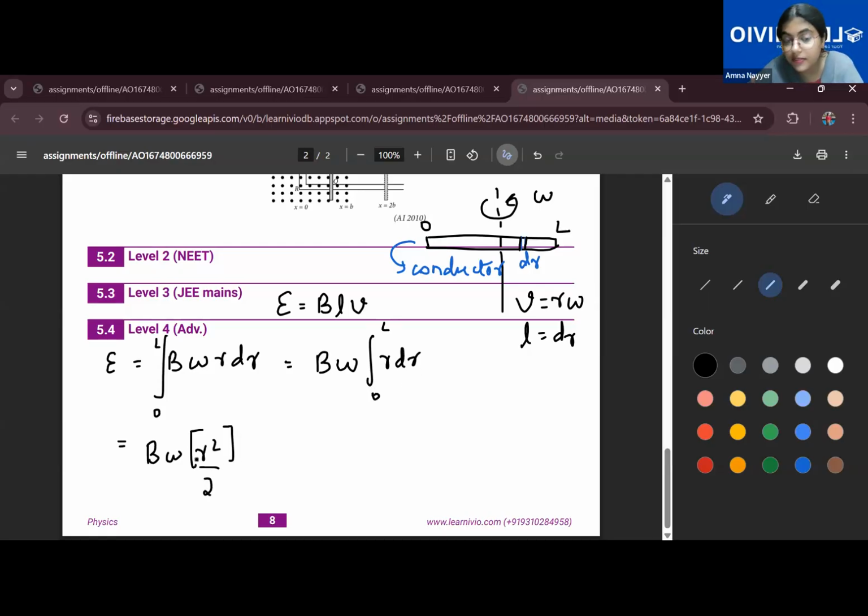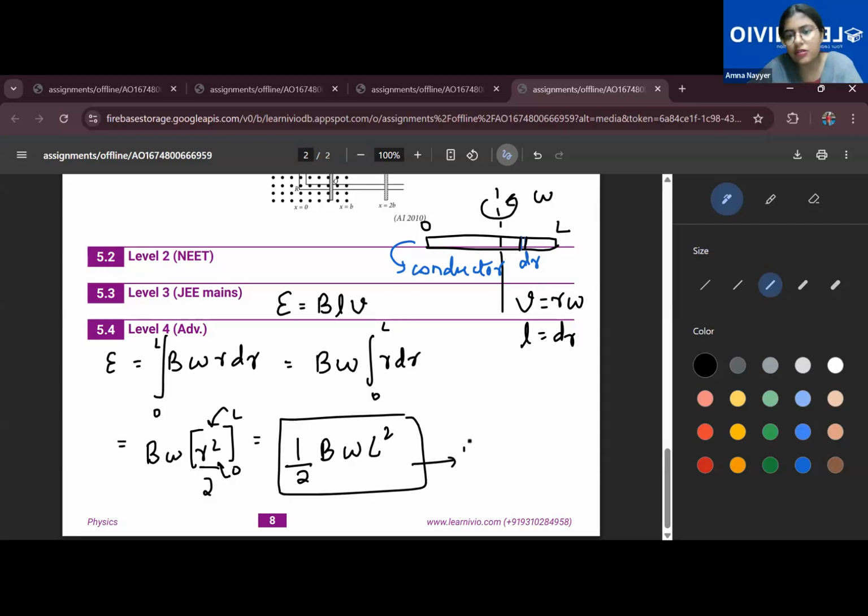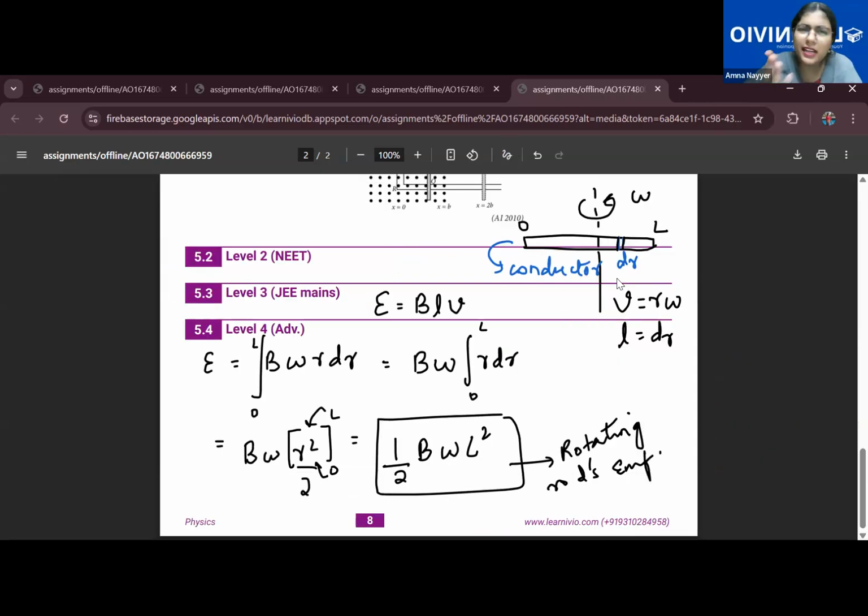Now this is your integration. If anyone is having trouble with integration, please stop me here itself. So when you put in the limits, upper then lower, that becomes half B omega L squared. That's it. So this is a sort of derivation for the rotating rod's EMF, and you can refer to the assignment, rotating rod's EMF. So this you should write in the copy. Rest of it was easy. Then I'll start with the mutual induction topic.